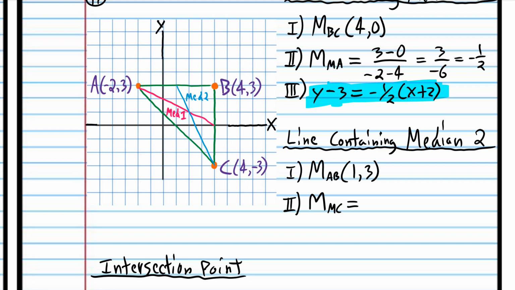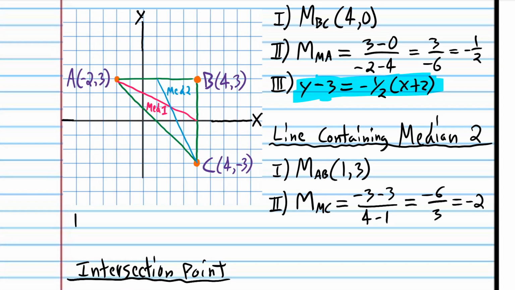And so that would be, using C as the second point, we have negative 3 minus 3 over 4 minus 1, which is negative 6 over 3, which is negative 2. So now we can write the equation using point C. We have y plus 3 is equal to negative 2 times x minus 4. And that is the equation of the line containing median 2.